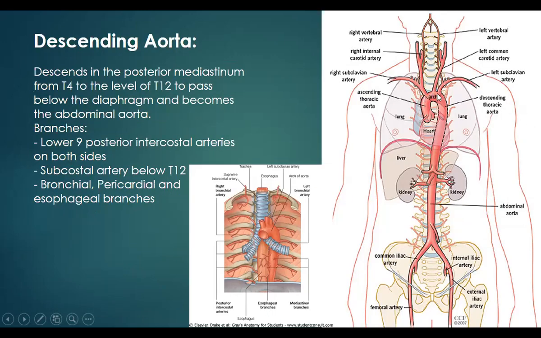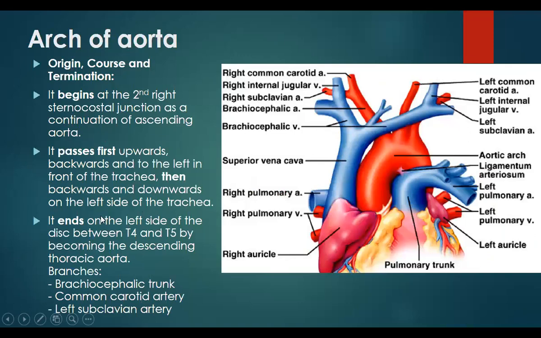So here is the arch. Okay, once it ends, it continues as the descending thoracic aorta. Okay. So it ends on the left side of the disc at the level of T4 and T5 by becoming the descending thoracic aorta.